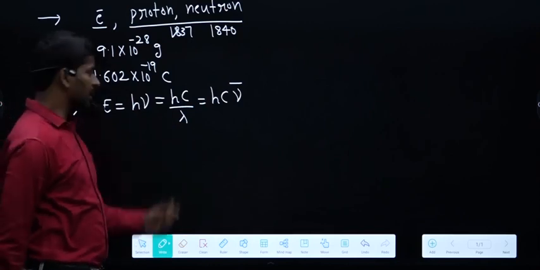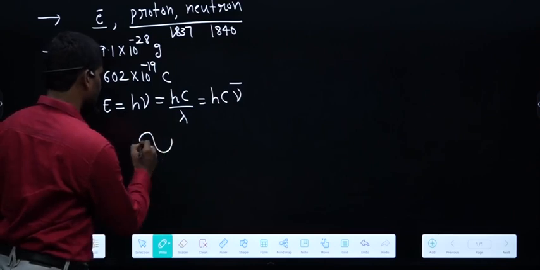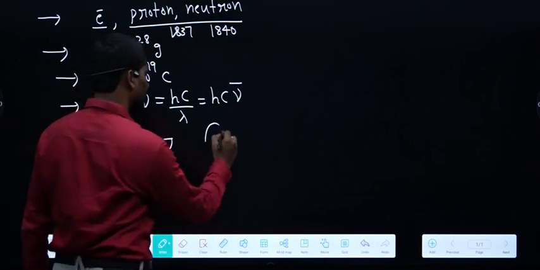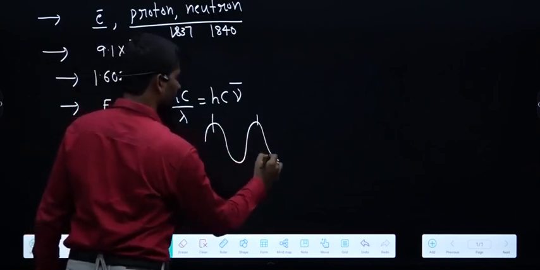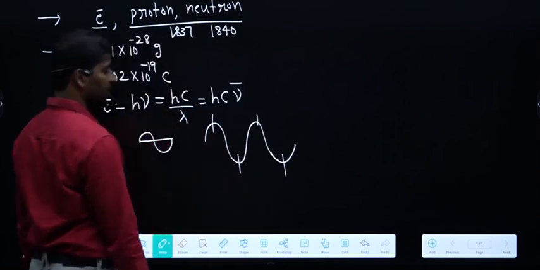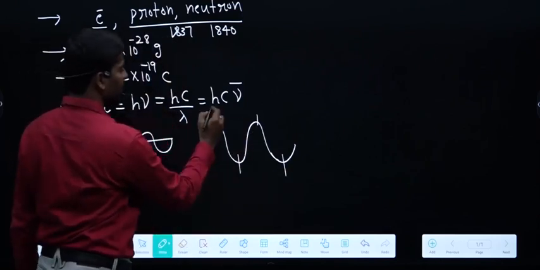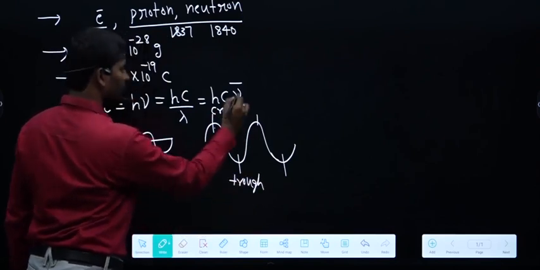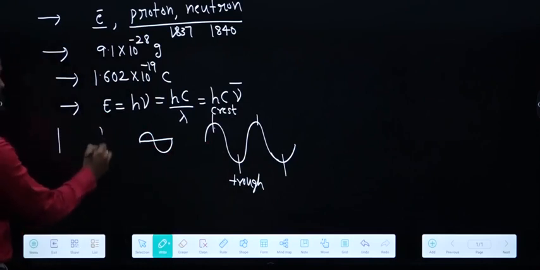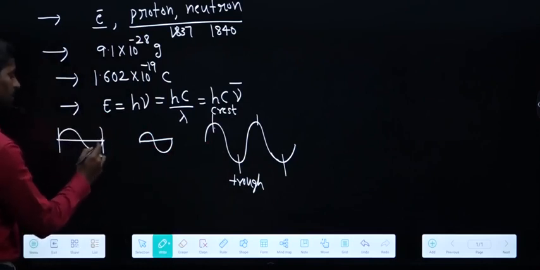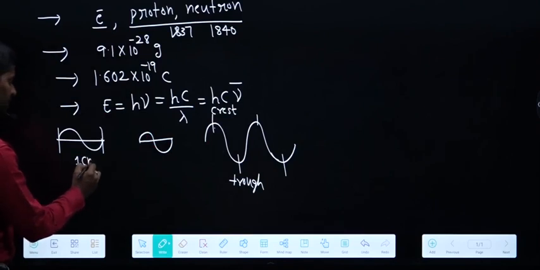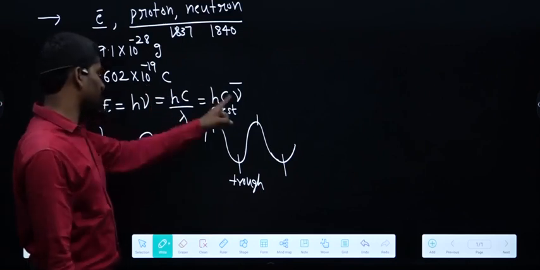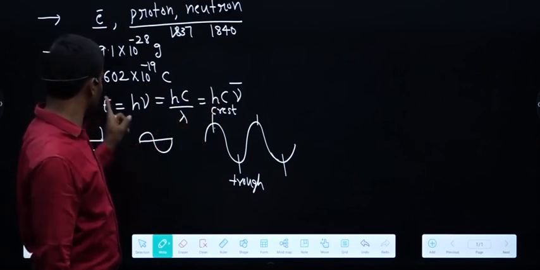Wavelength is nothing but one complete cycle length; this is half wave, this is half wave, one complete cycle length, or the distance between two successive crests or two successive troughs. The distance between two successive crests or troughs is called the wavelength. Wave number: within 1 centimeter distance, how many waves are present, that is called the wave number. As wave number increases, energy increases. As wavelength increases, energy decreases.